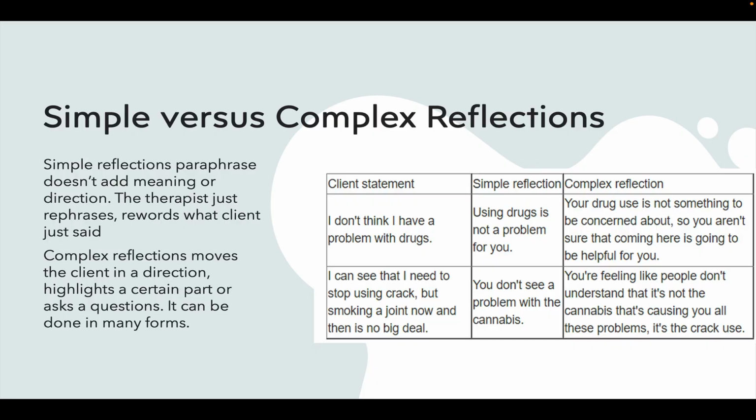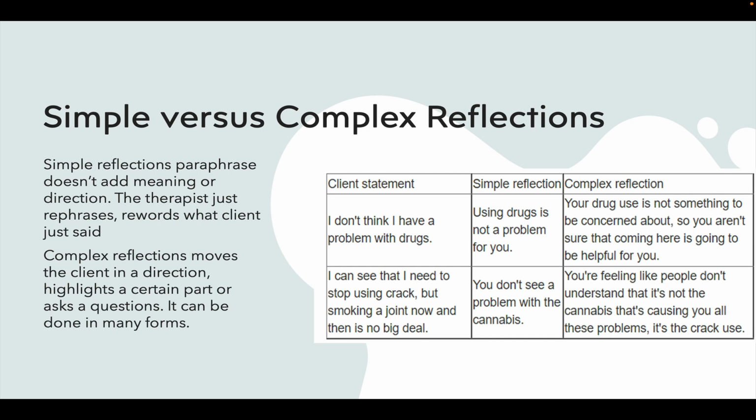When it comes to reflections, there are simple versus complex reflections. Simple reflections are just paraphrasing. It doesn't add any meaning or direction to what the client said. The therapist just rephrases or rewords what they heard the client say. Whereas complex reflections move the client in a specific direction. It can highlight certain parts of what the client said as well as ask questions. This can be done in many forms, which we'll talk about.